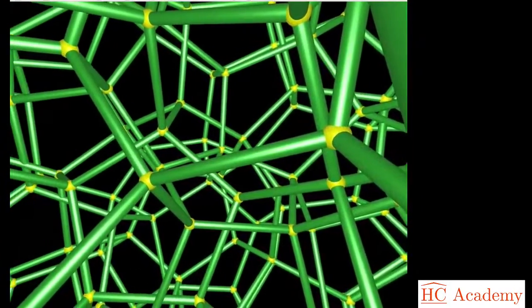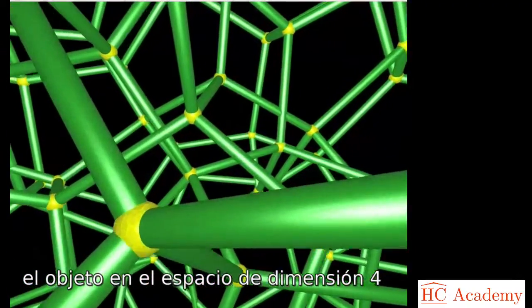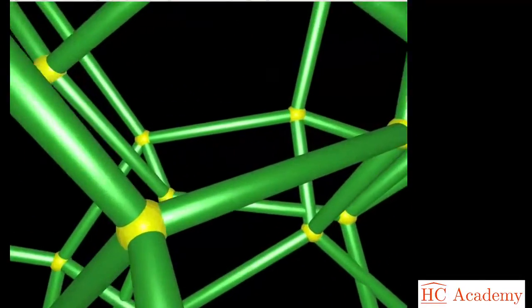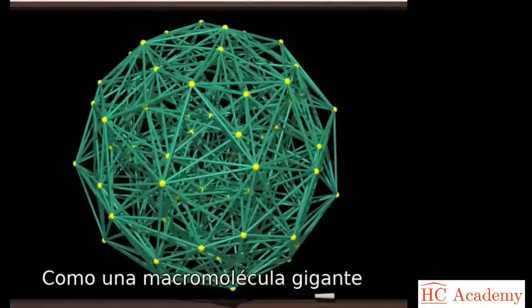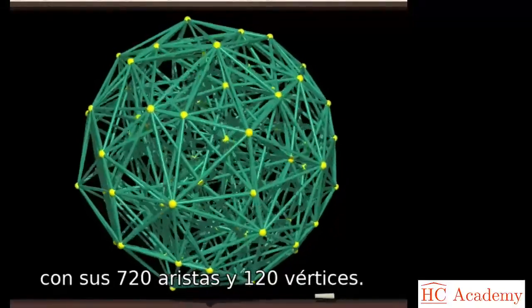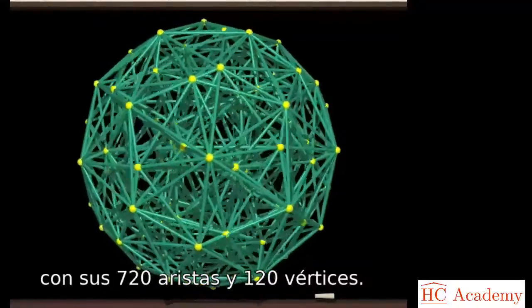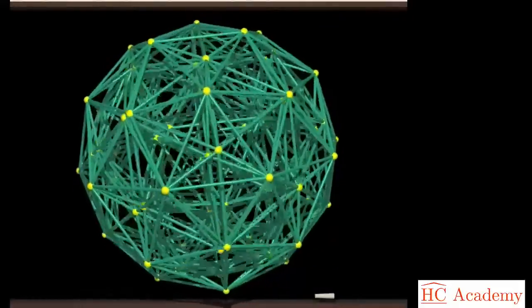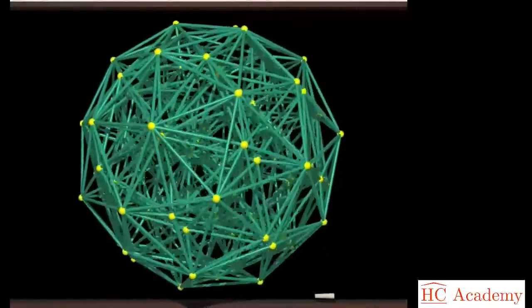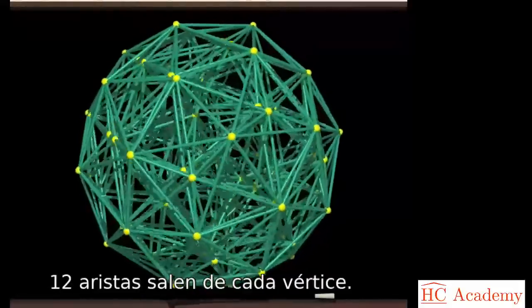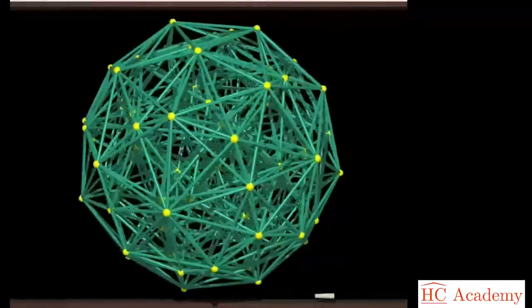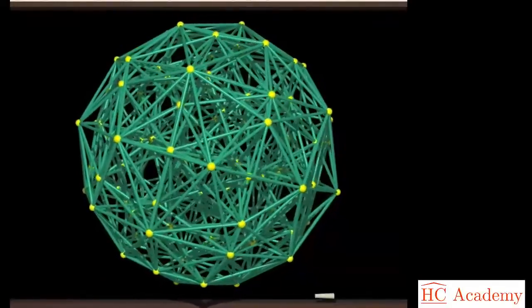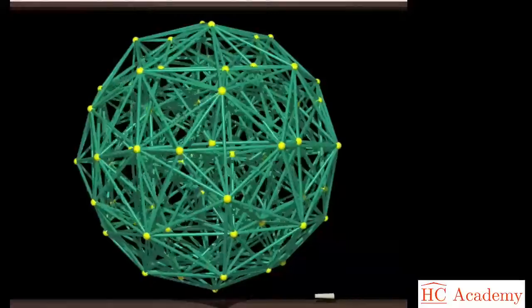Let's work your imagination a little. Imagine the object in 4 space, in which a huge group of rotations permutes all these vertices and edges. The champion is, in 4 space, the 600 cell, like a gigantic macromolecule with its 720 edges and 120 vertices, and 12 edges starting from each vertex.